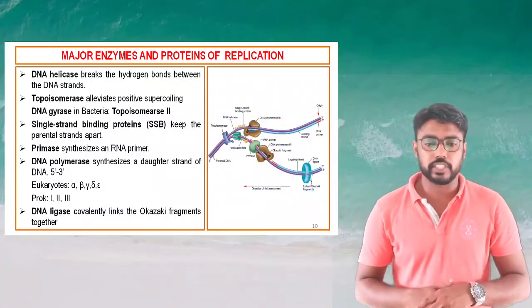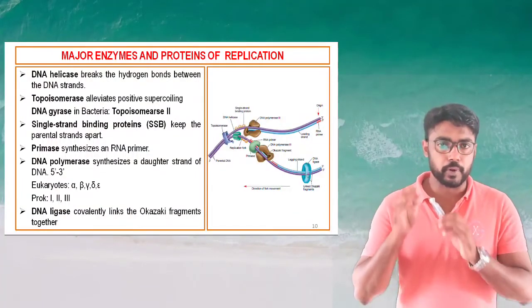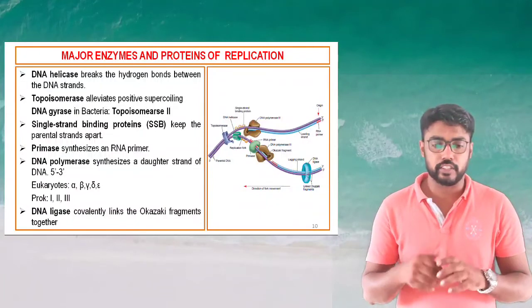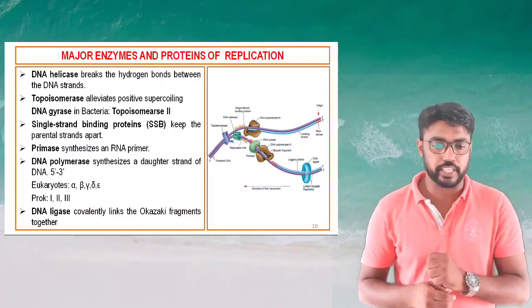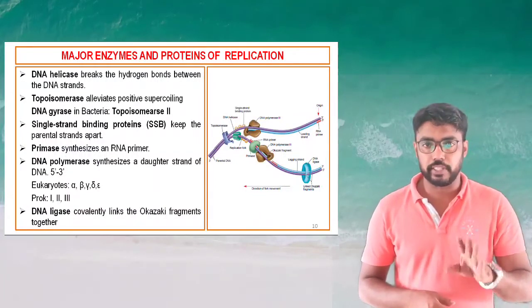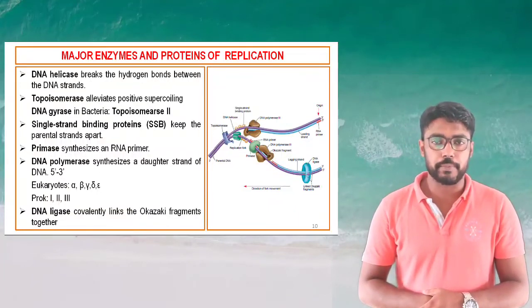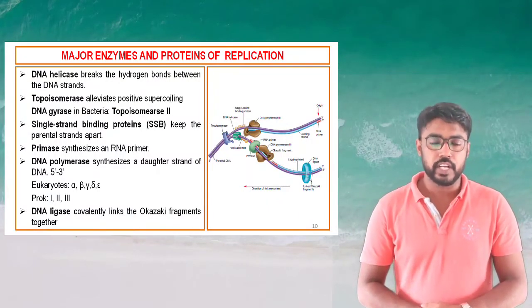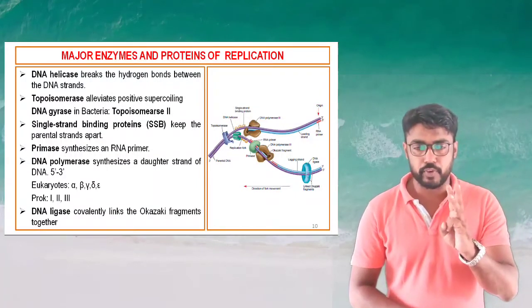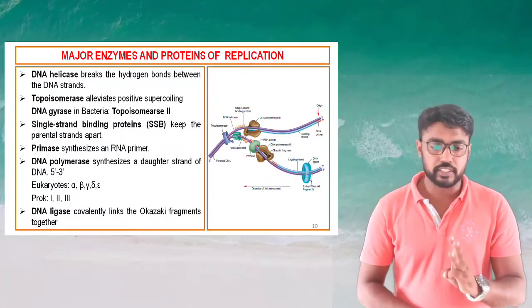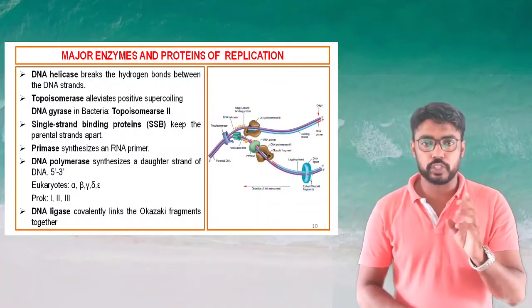Another important enzyme is DNA polymerase. DNA polymerase synthesizes the DNA strand in the 5' to 3' direction. Eukaryotes contain five types of DNA polymerase: alpha, beta, gamma, delta, epsilon. And in prokaryotes there are only three types of polymerase present, polymerase 1, 2, 3.